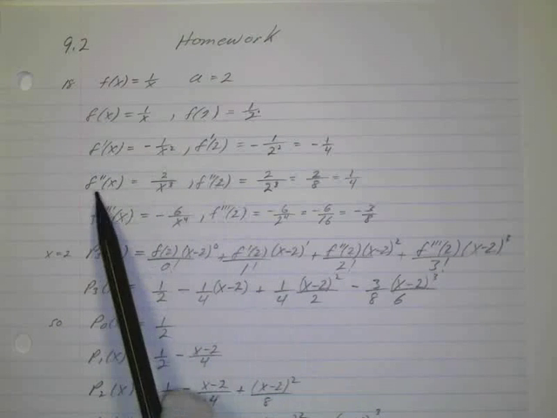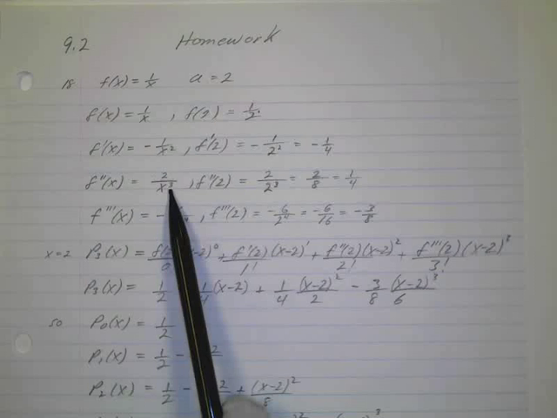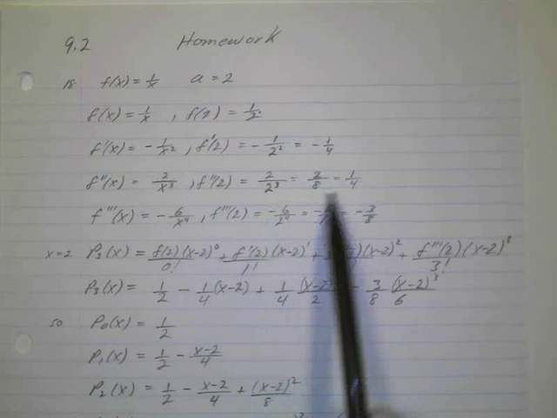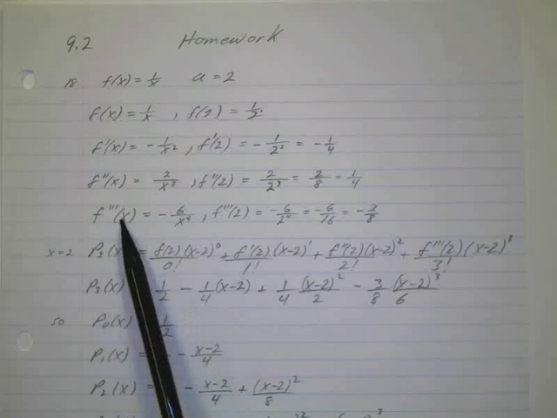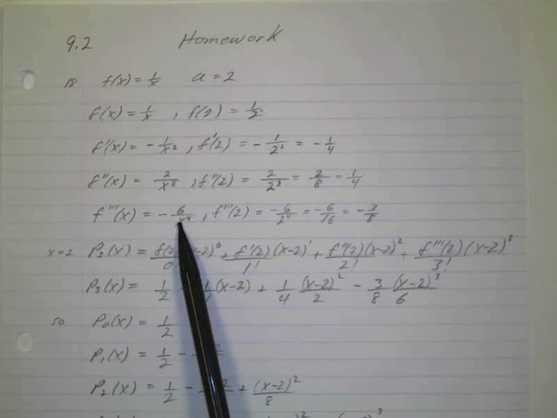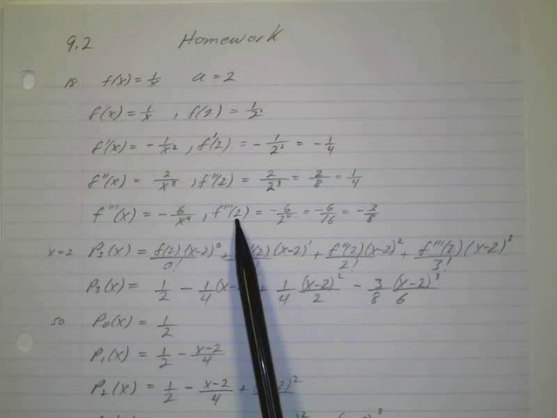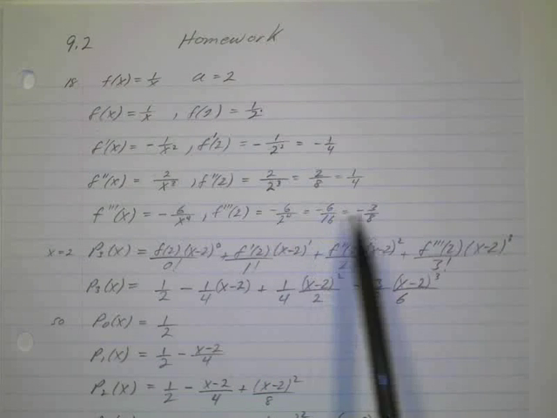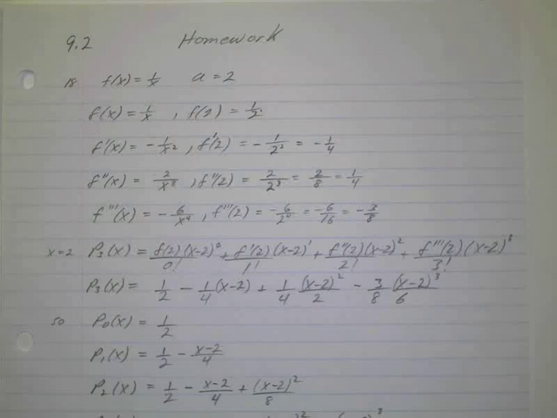All right. So f double prime of 2 is 2 over 2 cubed, 2 over 8, which is 1/4. And f triple prime of x is going to be negative 6 over x to the 4th. If I evaluate that at 2, that's negative 6 over 2 to the 4th, which is negative 6 over 16, which is negative 3/8. So those are my derivatives.